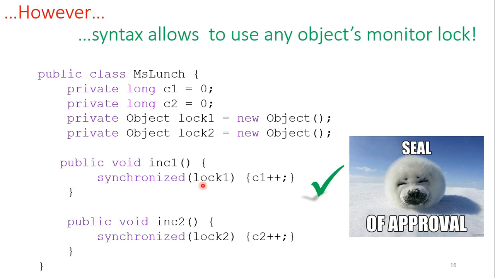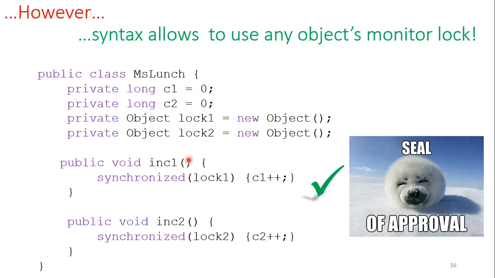So synchronize log1, and the block of code is C1++. For me to be able to increment C1 inside the inc1 method, I need to first acquire the intrinsic lock of the object referred to by the field log1. So if two parallel threads try to call inc1, one of them is going to be blocked waiting for the first one to finish before being allowed to increment C1 again.